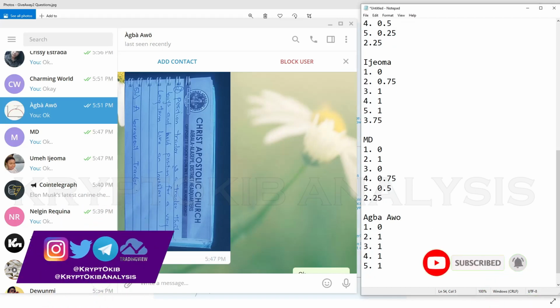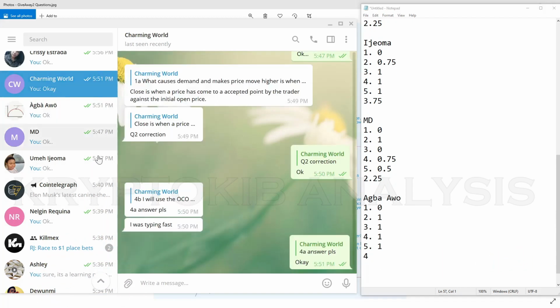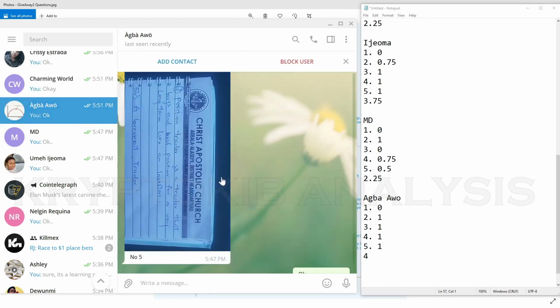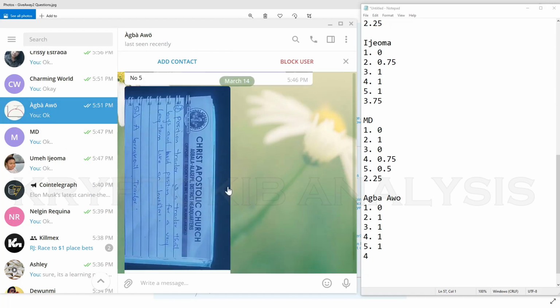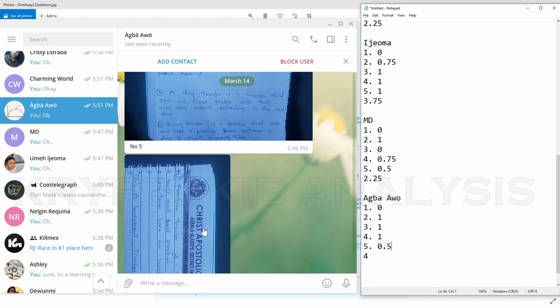Wow. Seems to be the highest so far. All these are got with the notebook. Charming word. Agbawo. Yeah, it's question 5. Question 5. Oh, wait. I think there are 2 questions. So this one is 0.5 so far. Thank you. Number 5. Oh, he still get answer. Sorry for the mistake. I think he answered this one before.